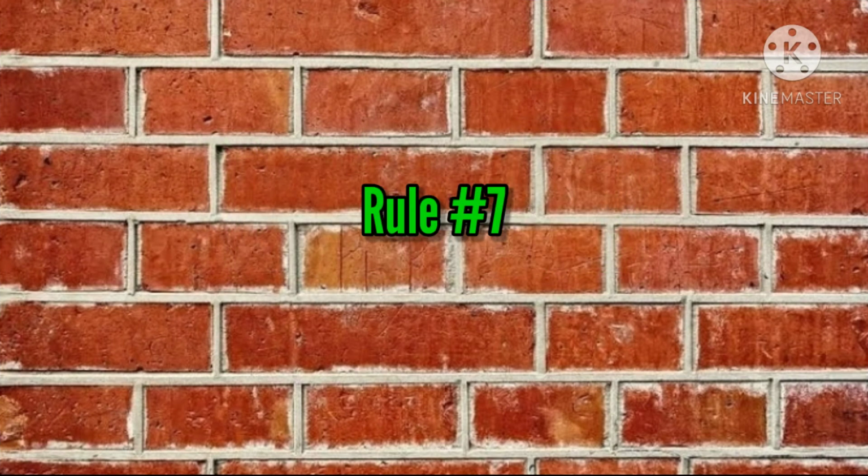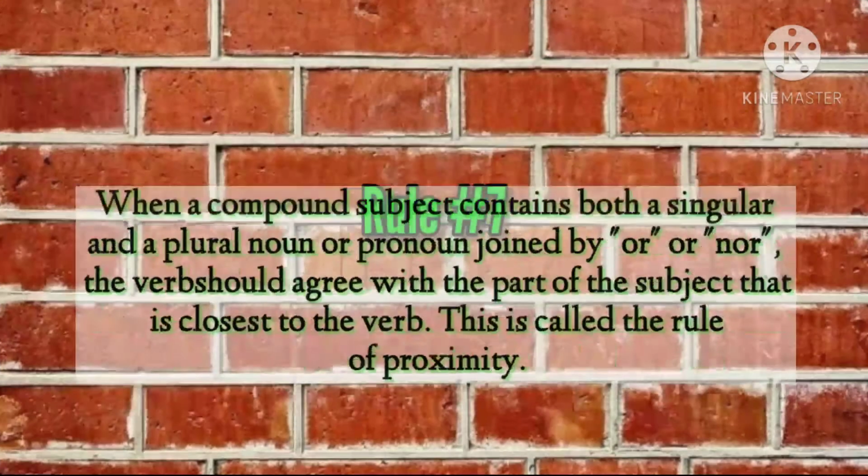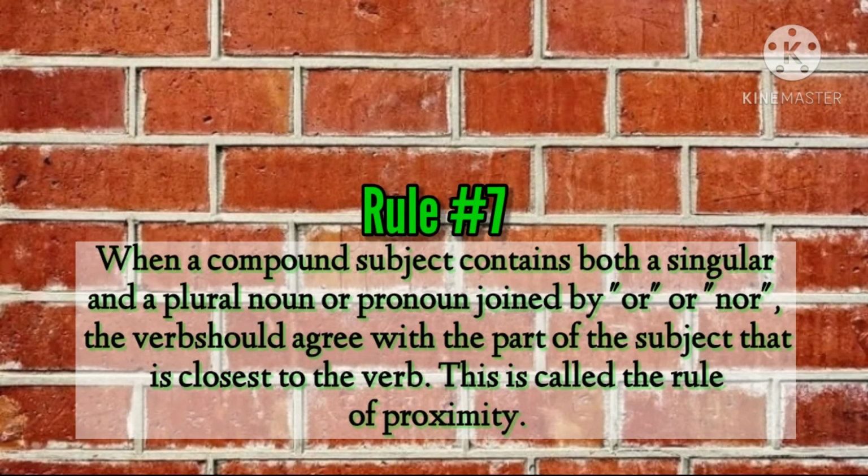For rule number 7, when a compound subject contains both a singular and a plural noun or pronoun joined by or or nor, the verb should agree with the part of the subject that is closest to the verb. This is called the rule of proximity.